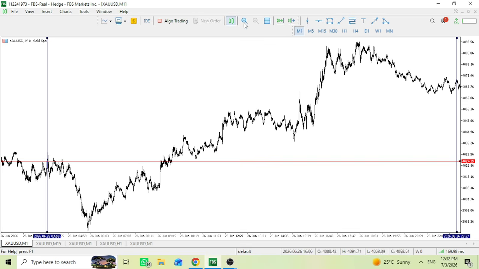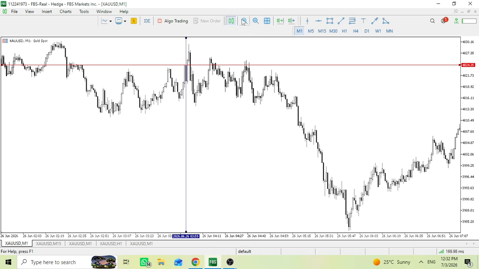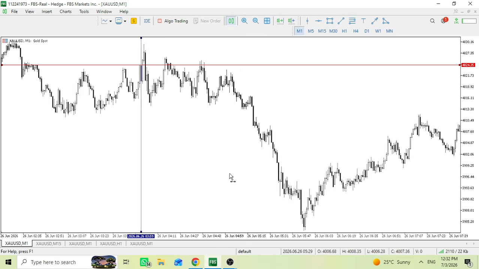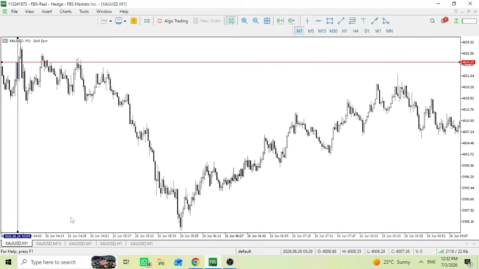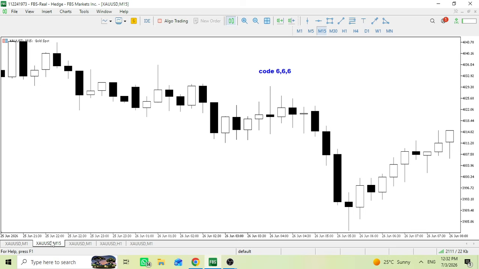Boom. That's why you should be very, very keen with that level. So let's go to the next 4-hour candle and see.